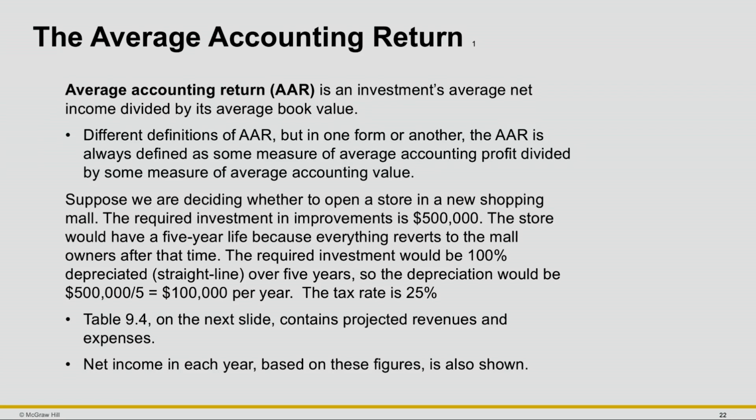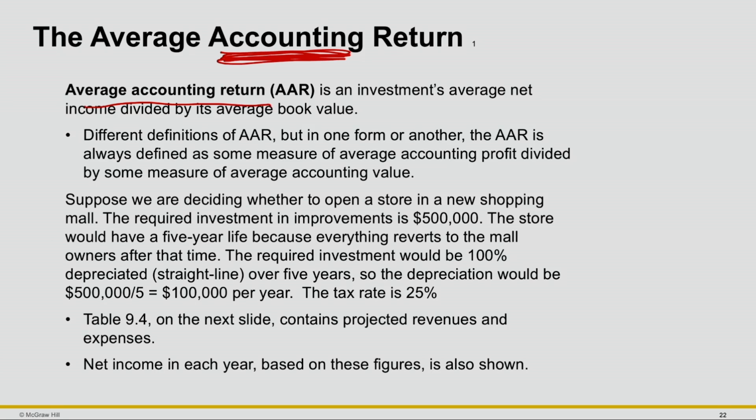Now we move into another method, which again is one of those methods that is used by practitioners, but it's not a good idea for some different reasons than the payback rule is problematic. This one is called the average accounting return. And actually, the tip-off is in part that we're talking about accounting numbers as opposed to cash flows, and that's one of the weaknesses of this method. But let's walk through this and see what we do here.